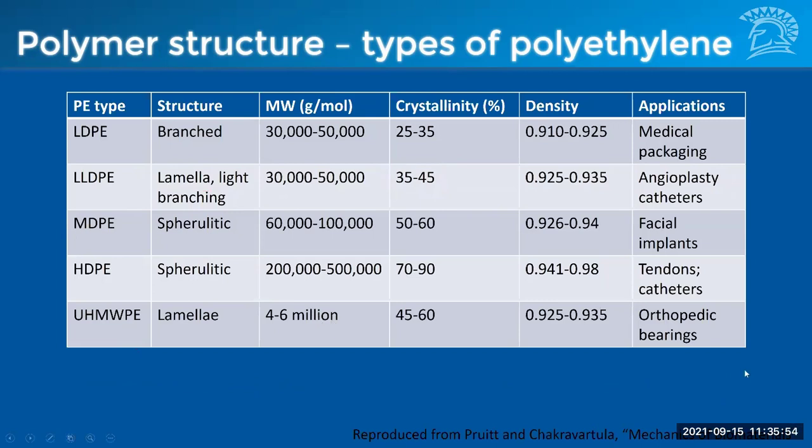Okay, we'll skip the last question because we're out of time for today. But the ultra high molecular weight polyethylene has a higher crystallinity than the LLDPE because we don't have as much branching in that polymer.